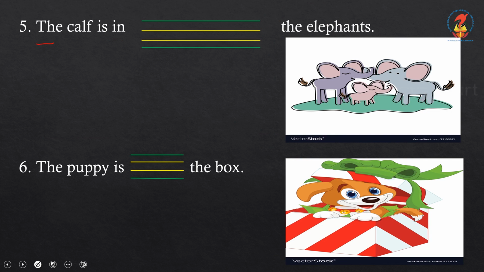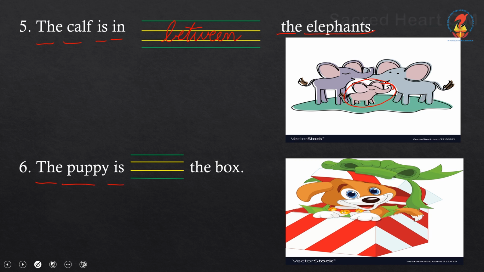Next, fifth one. The calf is in dash the elephants. What is the calf doing? It is standing between, the space separating two. So what will be the answer? Yes, between. Calf is in between the elephants. Between the elephants.